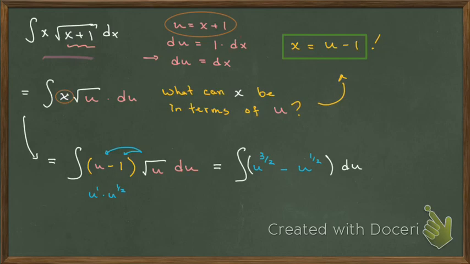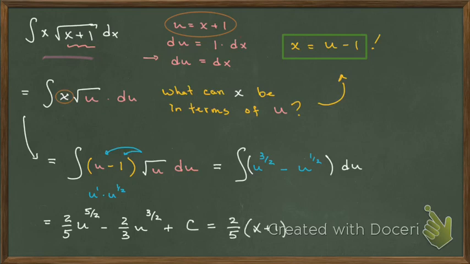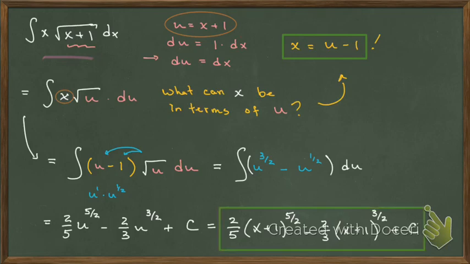So to integrate u to the 3/2, similar to x to the 3/2, or u to the 1/2, I add 1 to that exponent, right? I do my kind of reverse power rule. I add 1 to the exponent and divide by the new exponent, right? So for us, that gives me 2/5 u to the 5/2 minus 2/3 u to the 3/2, and when I replace u, I get 2/5 (x plus 1) to the 5/2 minus 2/3 (x plus 1) to the 3/2.